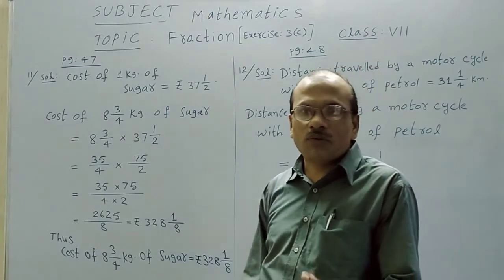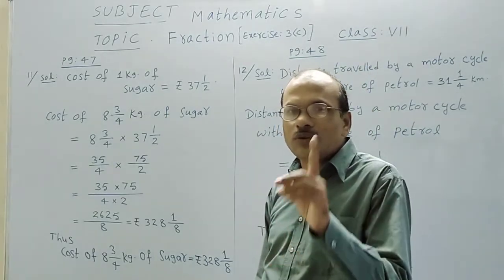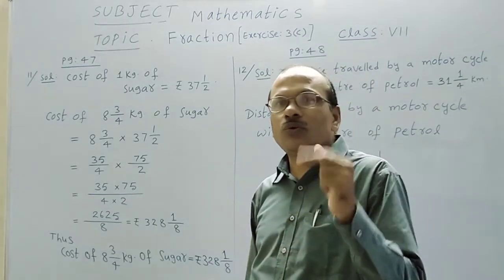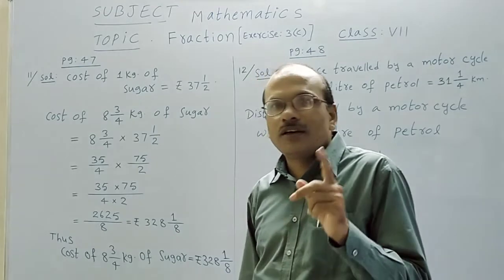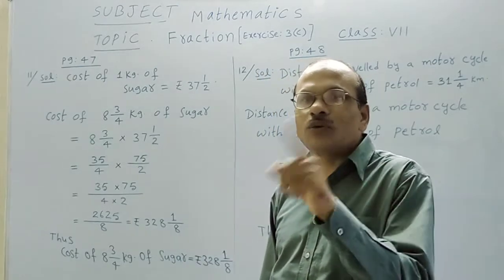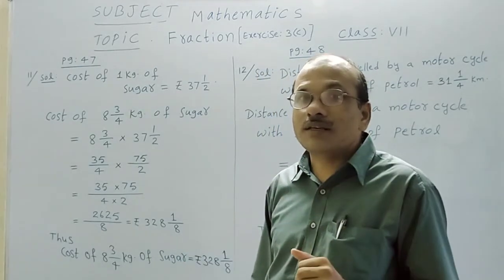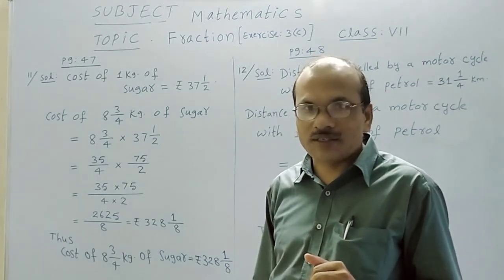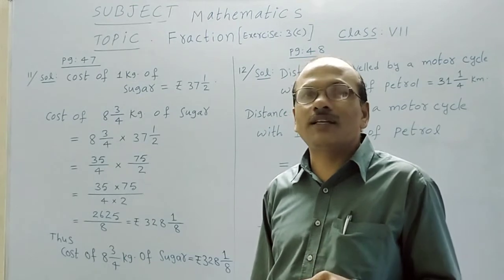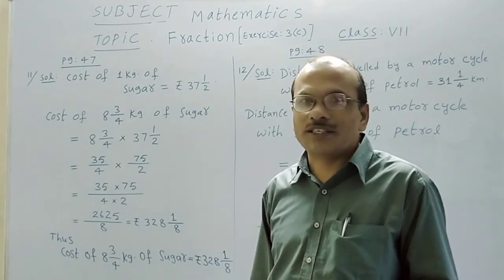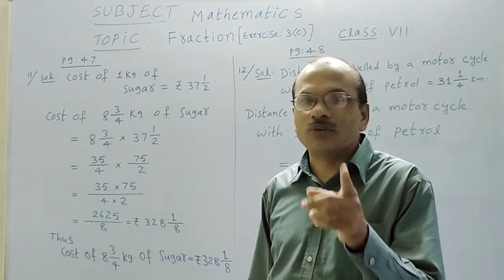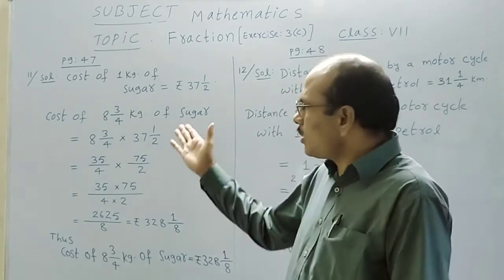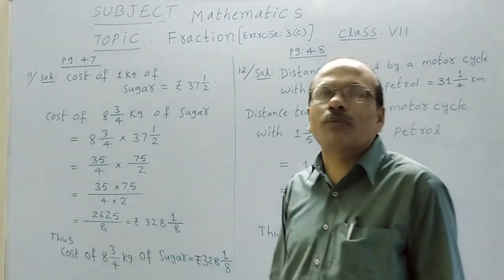Suppose the cost of 1 kg of sugar is 20 rupees. Then what can be the cost of 2 kgs of sugar? 1 kg costs 20 rupees, then 2 kgs cost 40 rupees. How did we get that? Just by multiplication: 2 into 20 rupees, where 20 rupees is the cost of 1 kg.